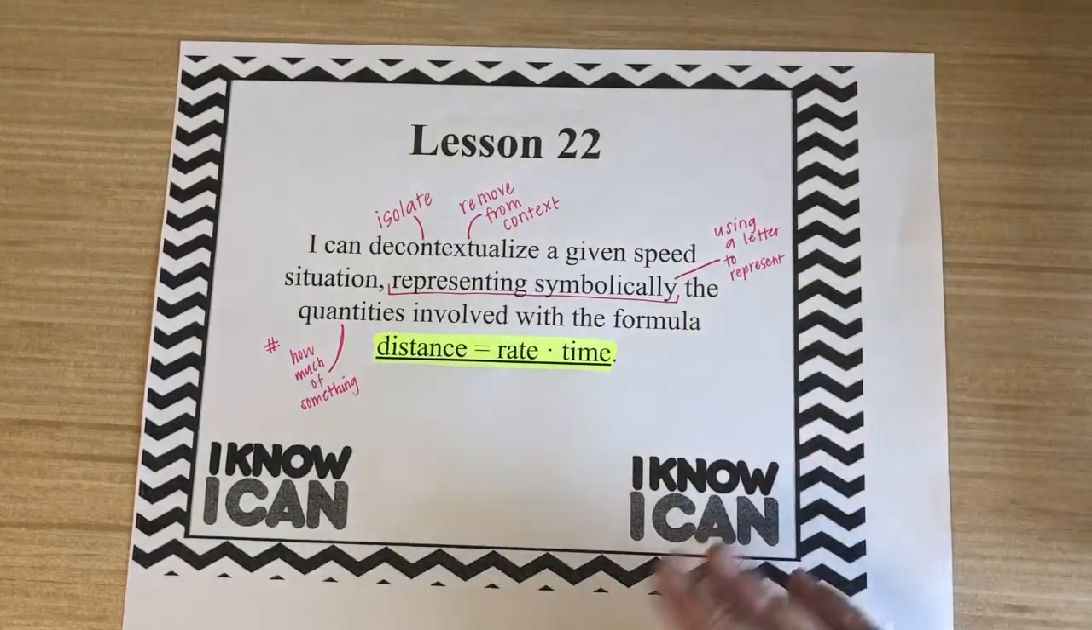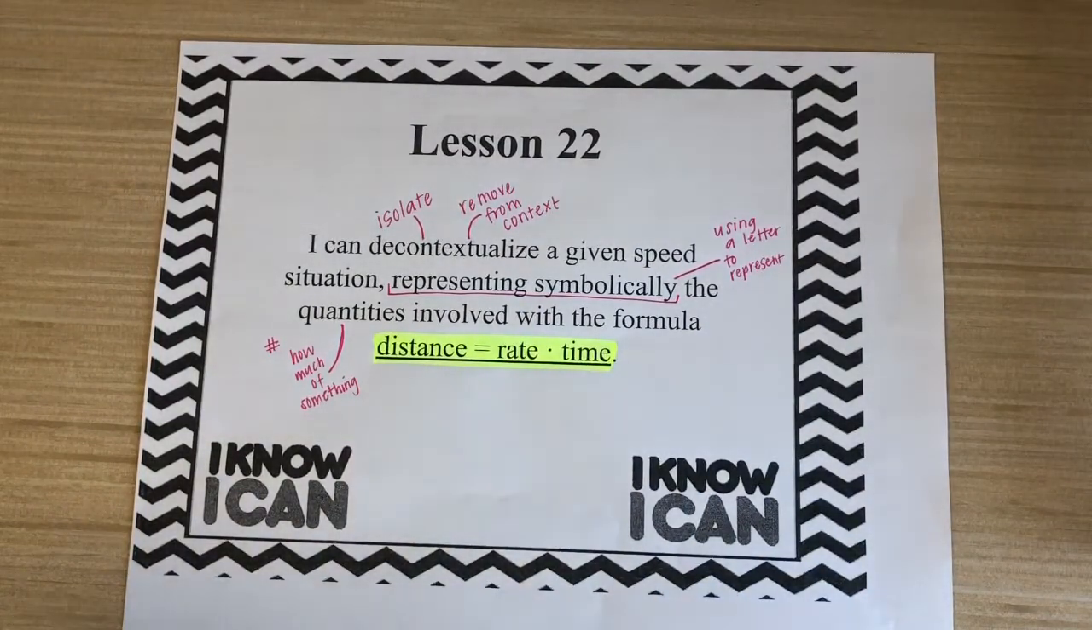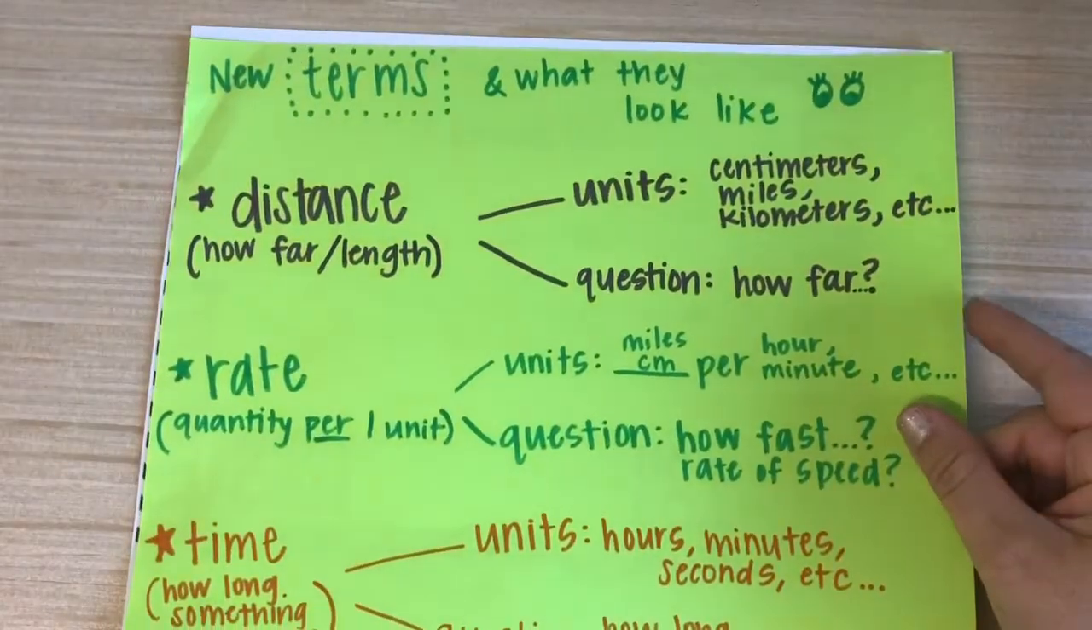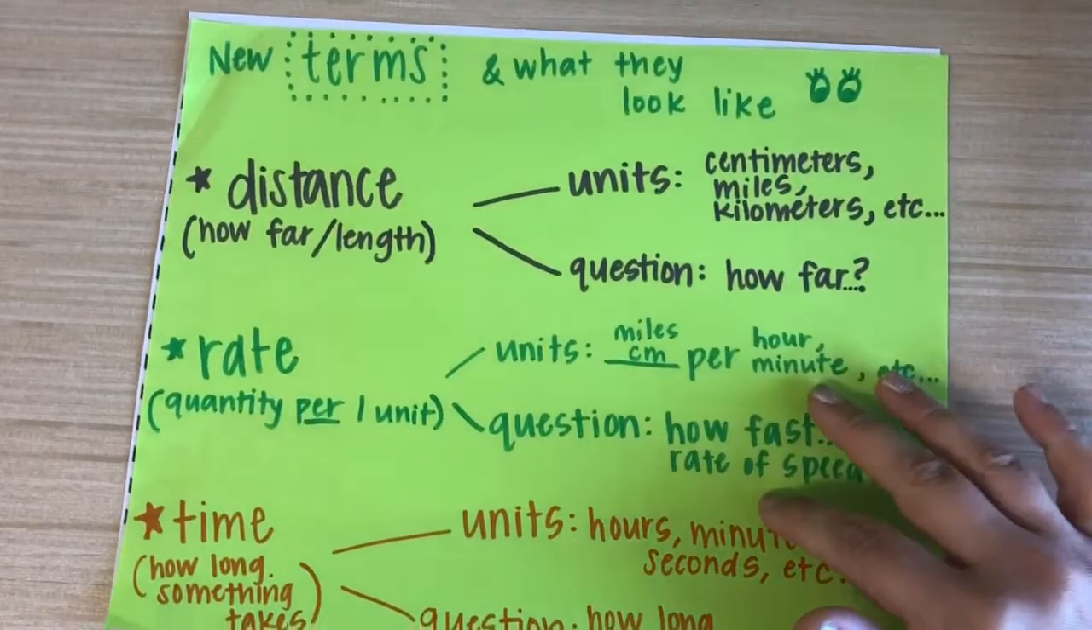But we're going to be using that formula in different ways to figure out either how fast something goes or how far something travels, something like that. So we're going to get more into that in just a second. We do have some new terms in today's lesson and what they look like.